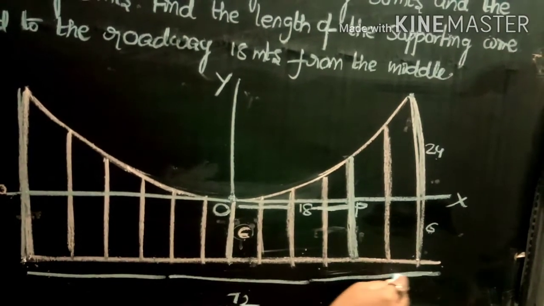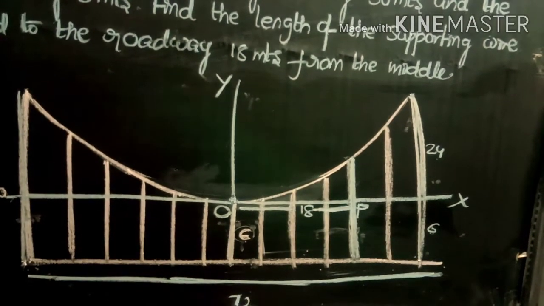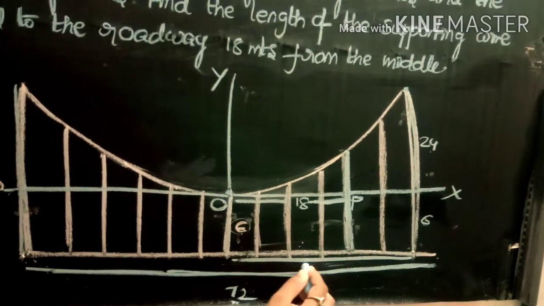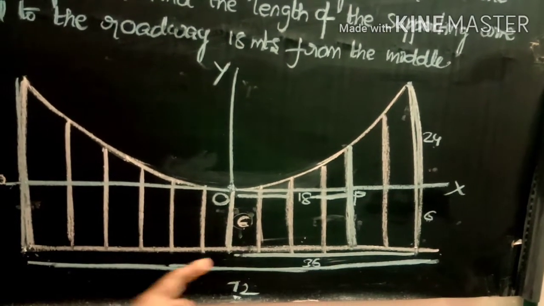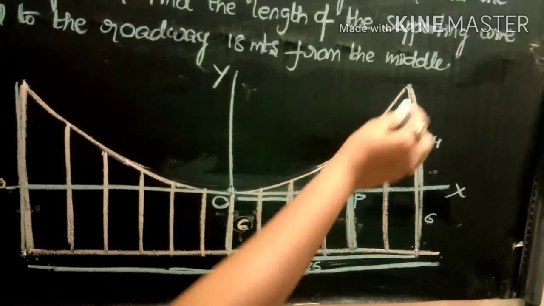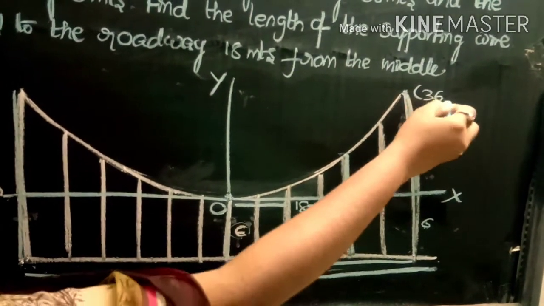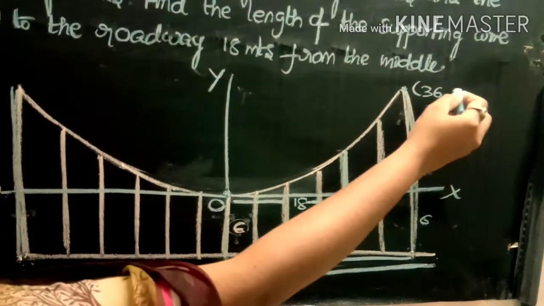The length of the road is equal to 72. Given that this total value is equal to 72, what is half of the value? Half of the value is equal to 36. Here half value is equal to 36. Now what are the coordinates of this point? The x value is equal to 36 and the y coordinate is equal to 24.